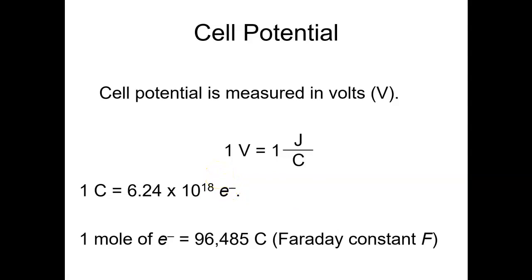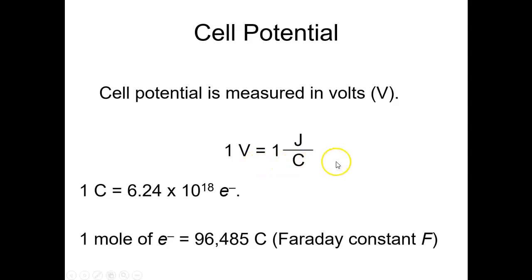1 coulomb is equal to 6.2 times 10 to the 18th electrons. What's probably more important and that you'll use more often is that a mole of electrons contains 96,485 coulombs. This number, 96,485, is what's known as the Faraday constant. And again, that is listed in the AP formula sheet, so you don't have to memorize that.